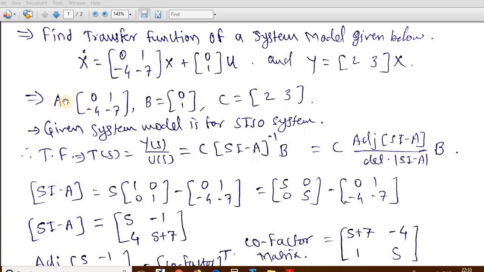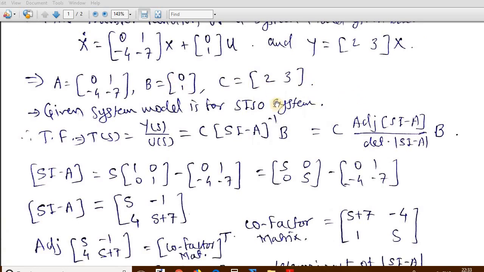From the given model we can have these matrices. Matrix A, called the system matrix, is [0 1; -4 -7]. Matrix B is [0; 1], and C is [2 3]. Now we know this is a single input single output system, so we can find the transfer function using the formula.